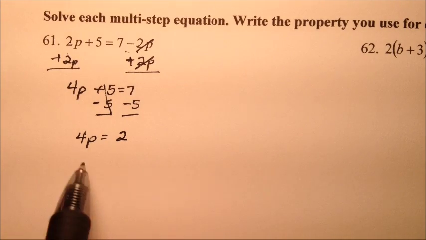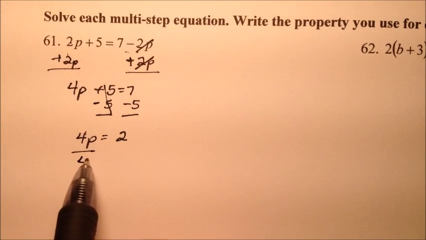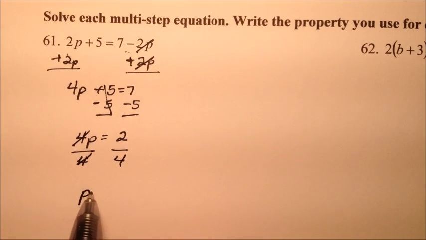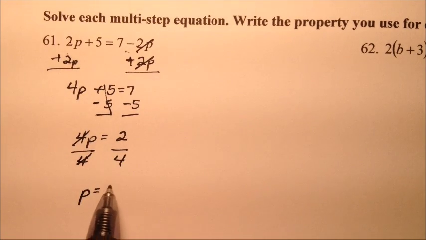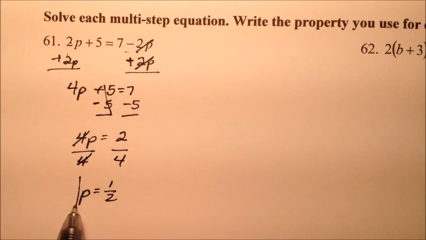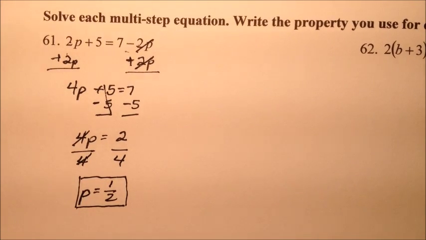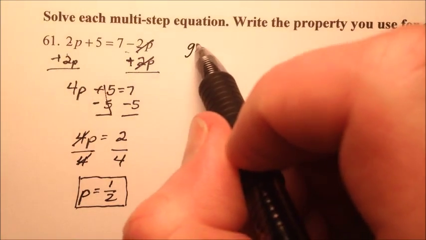The last thing, to get the p all by itself, is to divide both sides by 4. Those 4's cancel. P equals 2/4, which really is going to be 1/2. So my solution for number 61 is 1/2. And let's go back through and write the steps that we used.